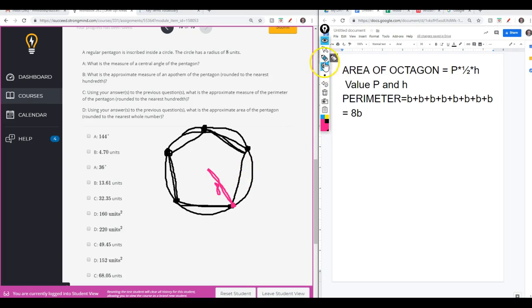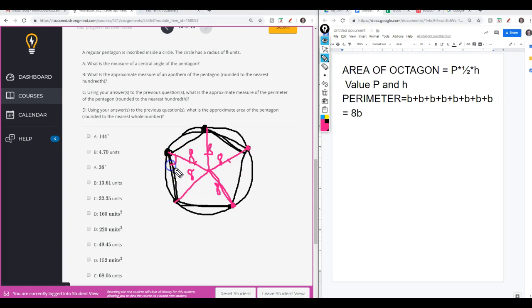Now, the easiest way to draw triangles within this pentagon would be not straight through it. It would be from the center to the vertex point, because the vertex point is also on the circle. So that also meets the requirement of the radius. So if we were to draw that out, notice that we have all of these triangles that have 2 side lengths that are 8.